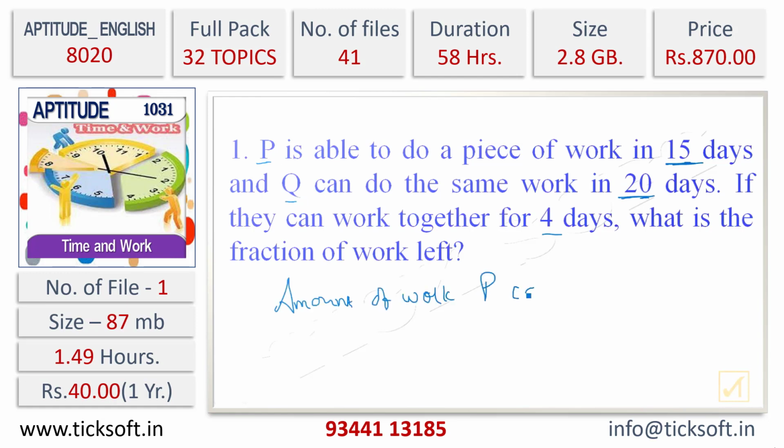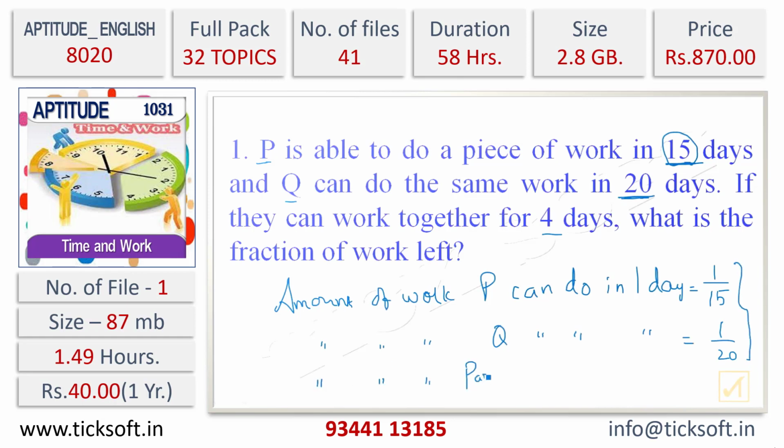So the amount of work that P can do in 1 day is equal to what? Here P can do a work in 15 days, so therefore his 1 day work will be equal to 1 by 15. And now the amount of work that Q can do in 1 day will be equal to what? This will be equal to 1 by 20 because he can do the work in 20 days, so therefore his 1 day's work will be equal to 1 by 20. Now if we add these two values, then we will get the amount of work that P and Q can do in 1 day.